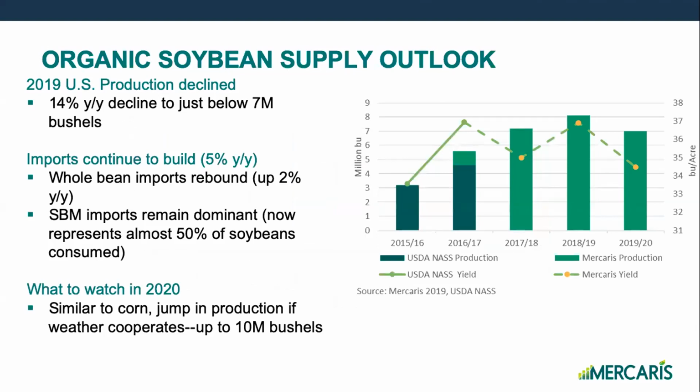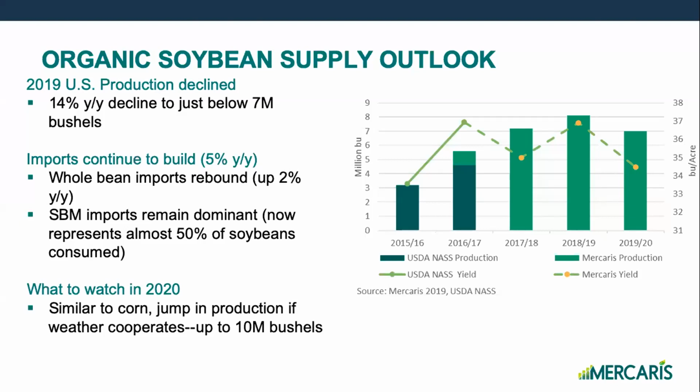Now, shifting over to organic soybean supply outlook, we did see a 14% year-over-year decline. So we saw just about 7 million bushels from a U.S. production standard. Imports, again, continue to build. You can see soybean meal being the dominant. A couple of years ago, mostly we were importing whole soybeans directly. However, we've shifted to a model where we're now seeing more meal imports coming into the country. And a lot of that has to do with the U.S. having a hard time figuring out a steady supply or an offtake partner for soybean oil, specifically on the organic side of the equation.